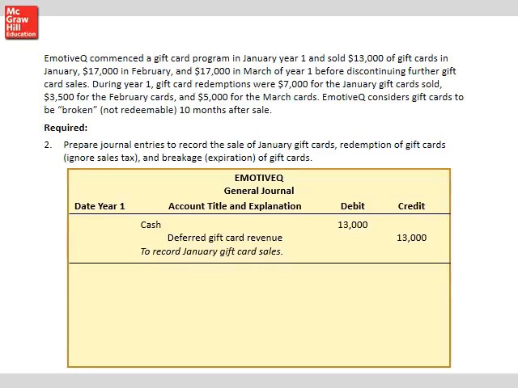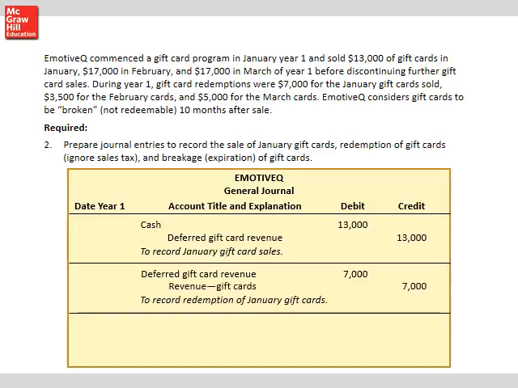Okay, the second thing we have is to record the redemption of gift cards. Remember, those are 7,000. So we take that out of deferred gift card revenue of 7,000, and we're going to credit revenue gift cards of 7,000.